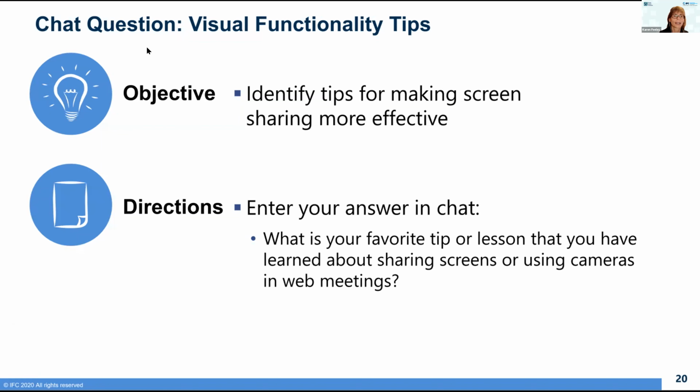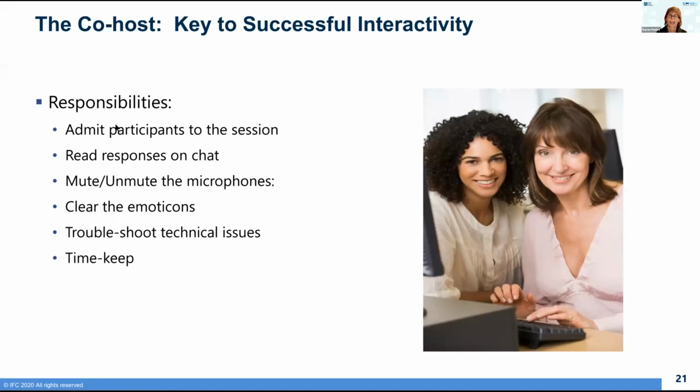That's why we recommend that you always get a co-host. The co-host manages the more technical aspects and lets you focus on the discussion. The larger your class size, the more important it is to have a co-host. Once you identify your co-host, and in my case today, for instance, it's Rohit, take the time before the session to discuss roles and responsibilities so that there's no doubt about who is doing what.